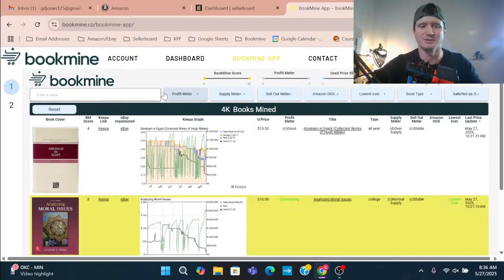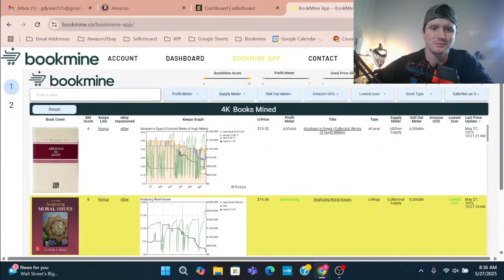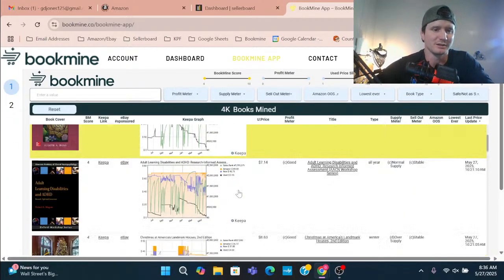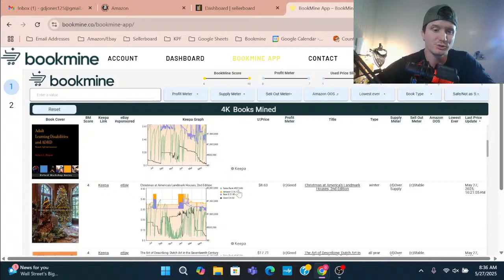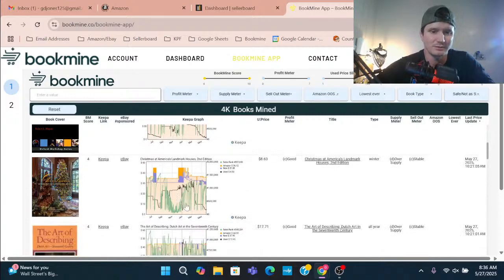Sorry, I just had to make sure everything was working. I wasn't really filtering. I was just kind of going through it, looking at it, which you can find books that way. Like, look at this book. That's an amazing Christmas book, it looks like.